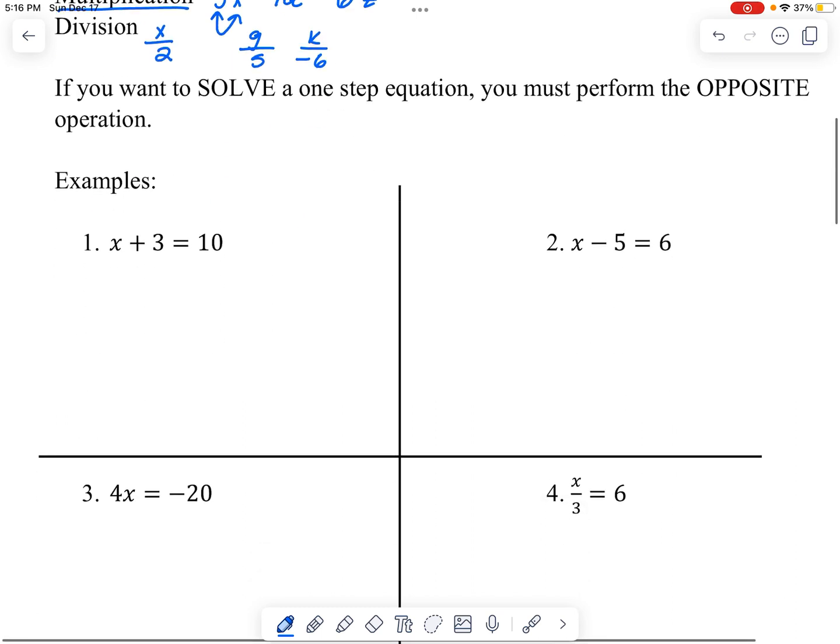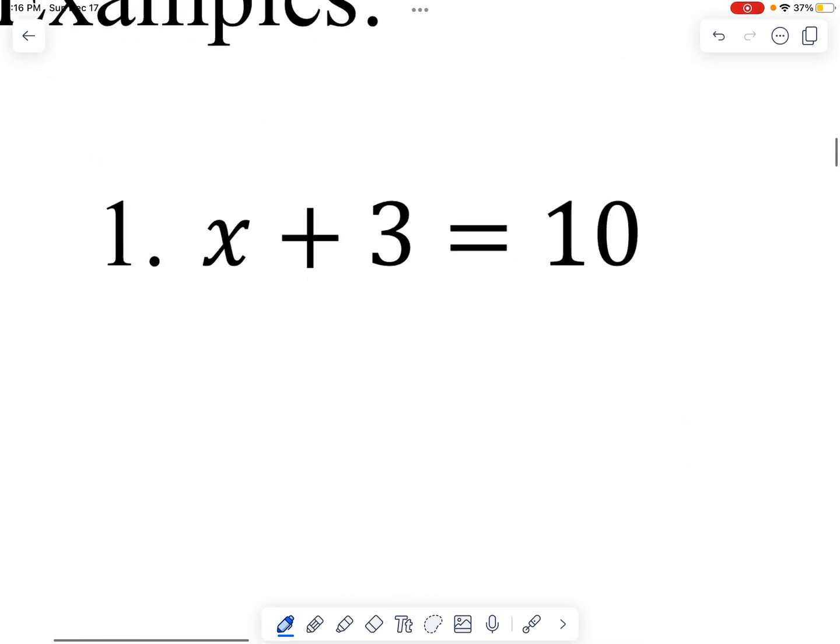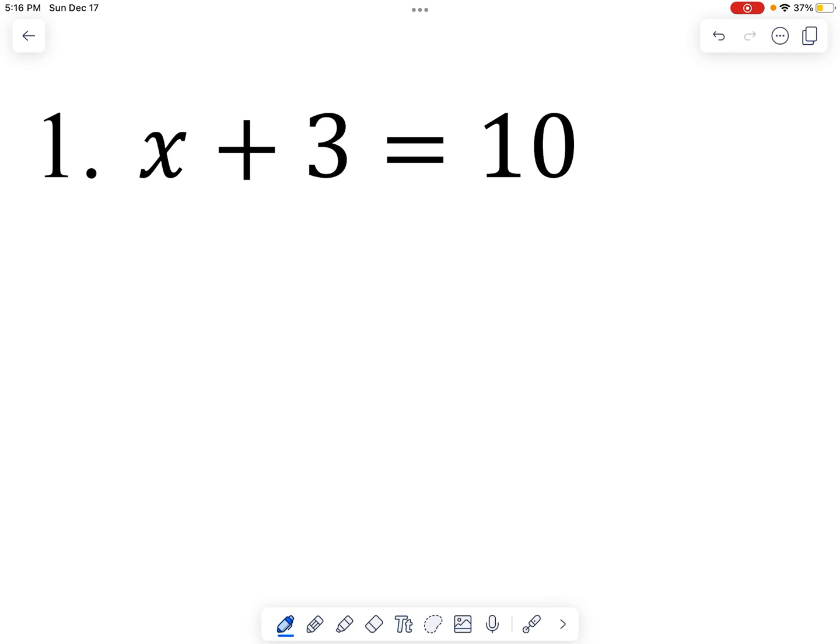So if we take a look at number 1 here, I want you to pause the video and discuss which operation you see and which operation you need to use to get rid of it. Okay, hopefully someone was able to answer that.